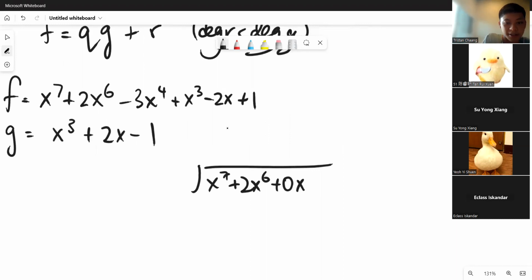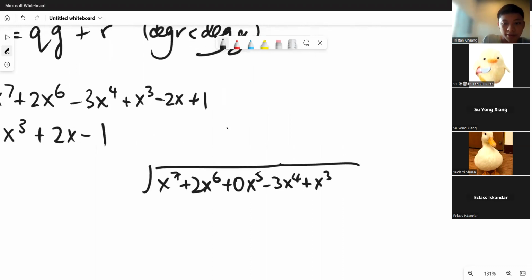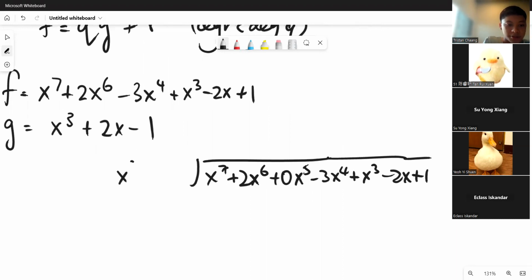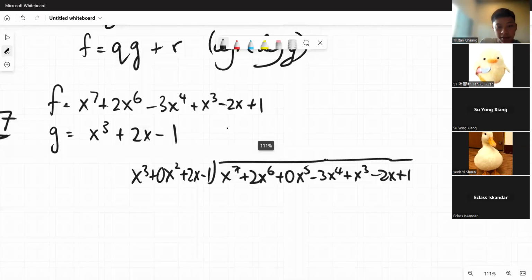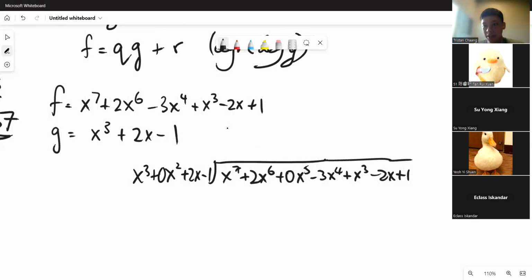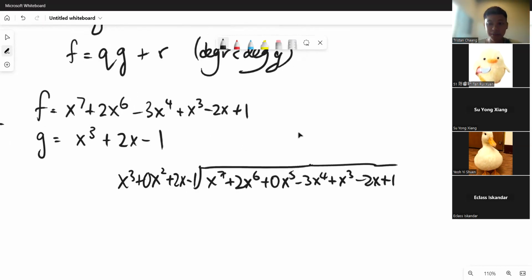Plus 0x^5 minus 3x^4 plus x^3 minus 2x plus 1, over x^3 plus 0x^2 plus 2x minus 1. Then you do this thing where you keep destroying the terms from the left.